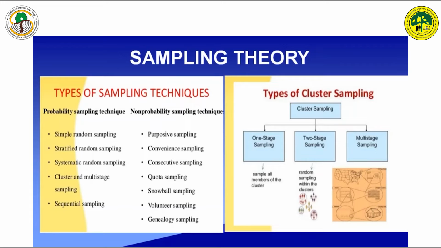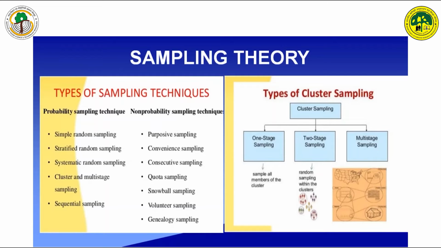And quota sampling, where a particular girth size is there, then only you take it, so girth less than 1 meter, 1 feet, or 2 feet and 3 feet. At that time you make the quota with respect to that. That way you can draw the sampling. You can call it quota sampling, snowball sampling, volumetric sampling, and genealogy sampling. Genealogy sampling is also genetic, where you can write which species they belong to. That way you can draw the sample.